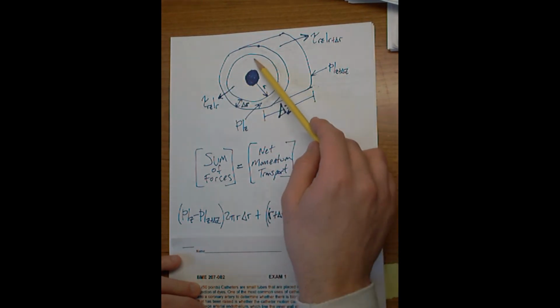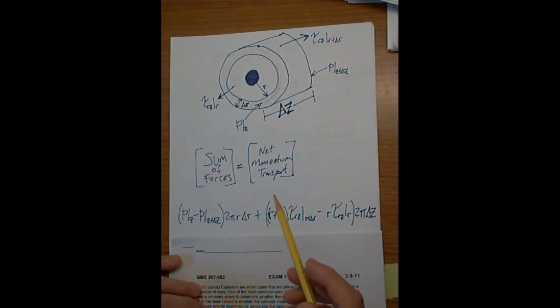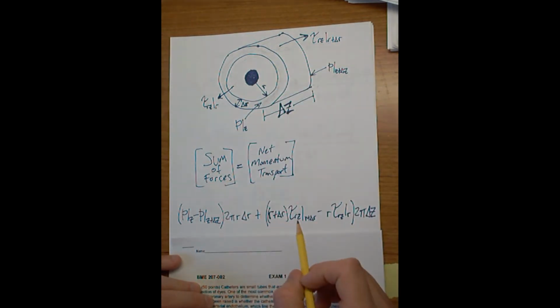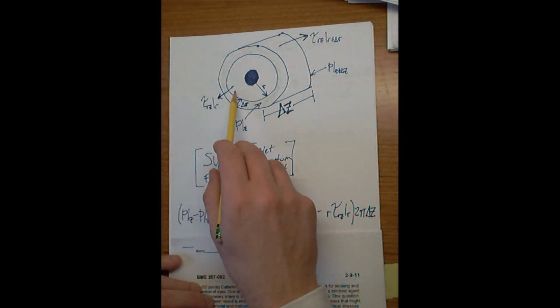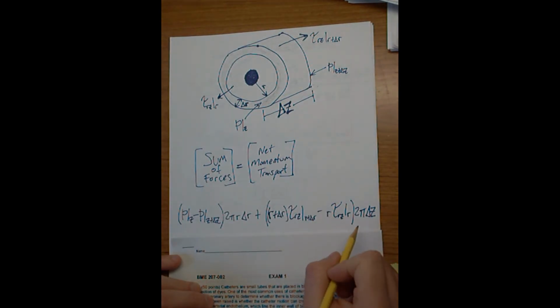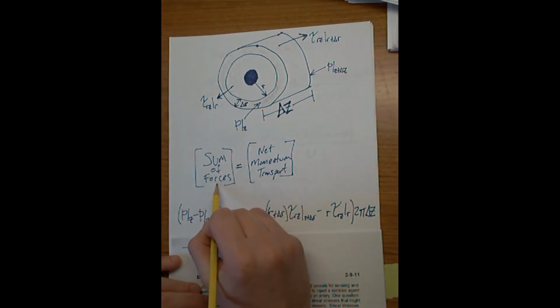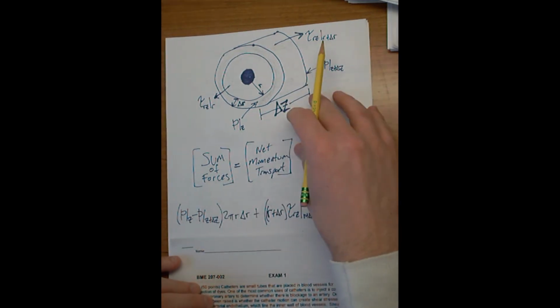So again, the shear stress on this inner wall and this outer wall. On the outer wall, it's the shear stress at r plus delta r times that radius right here, which is r plus delta r, minus the shear stress at the inner wall times the radius, and all that's multiplied times 2 pi delta Z. And then that indicates the sum of forces. And now what is the net momentum transport?